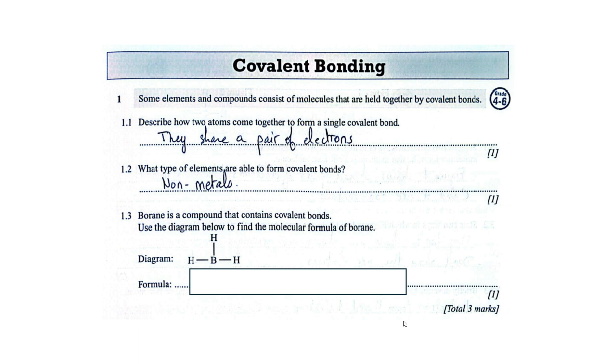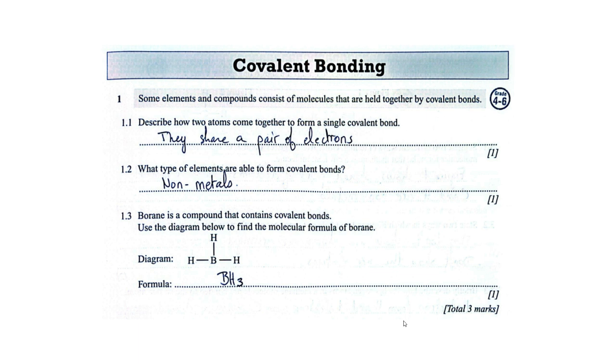Boron is a compound that contains covalent bonds. Use the diagram below to find the molecular formula of boron. So it's made of one B, one boron, and 3 hydrogen. So the formula is BH3.